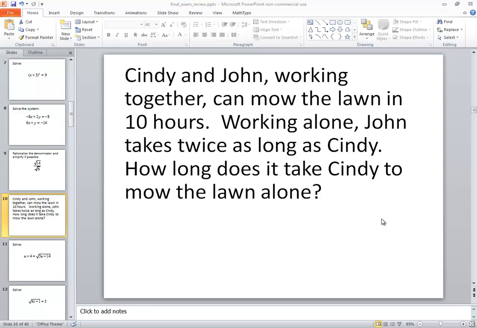Take a look at this problem. Cindy and John working together can mow the lawn in 10 hours. Working alone, John takes twice as long as Cindy. How long does it take Cindy to mow the lawn alone? This is a shared work problem.